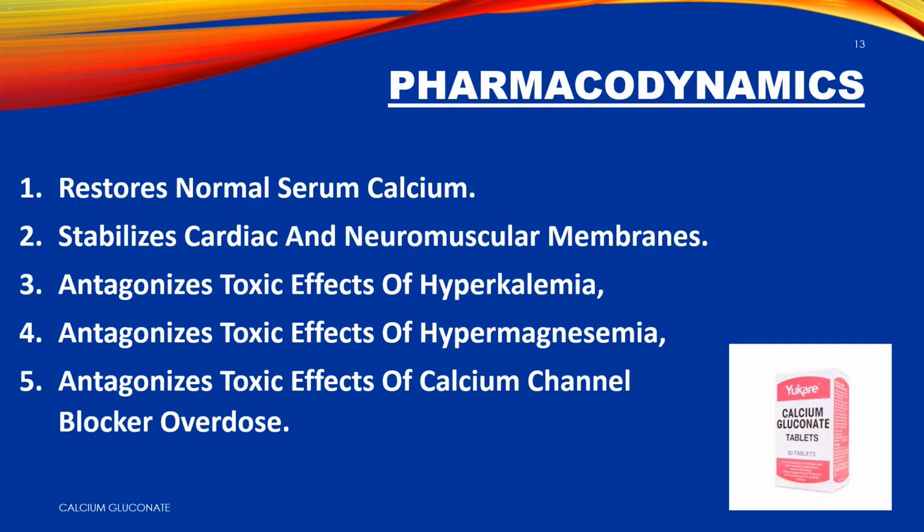3. Antagonizes toxic effects of hyperkalemia. Calcium gluconate counteracts the effects of high potassium levels, helping to stabilize cardiac membranes and reduce the risk of arrhythmias. 4. Antagonizes toxic effects of hypermagnesemia. It also counteracts the effects of high magnesium levels, which can cause cardiac and neuromuscular dysfunction.